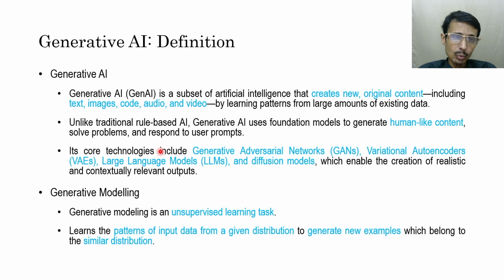Now if we see the core technologies or the foundational models of generative AI, we will come across very famous models like generative adversarial networks, popularly known as GANs, variational autoencoders, VAEs, and based on these models, transformer models, large language models, diffusion models, etc., which enable the creation of realistic and contextually relevant outputs.